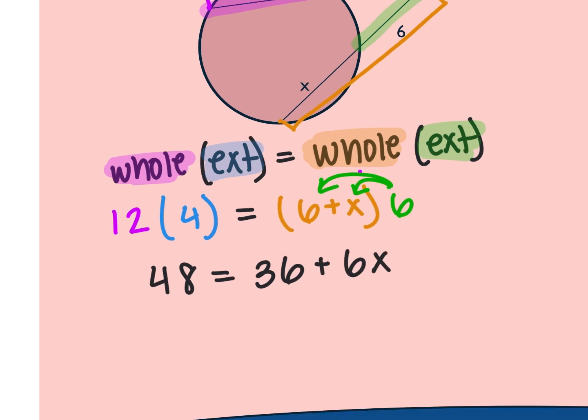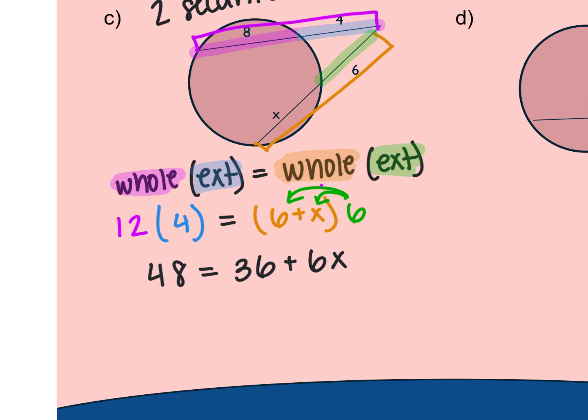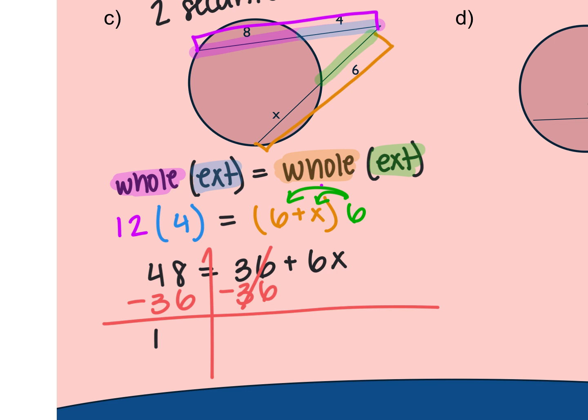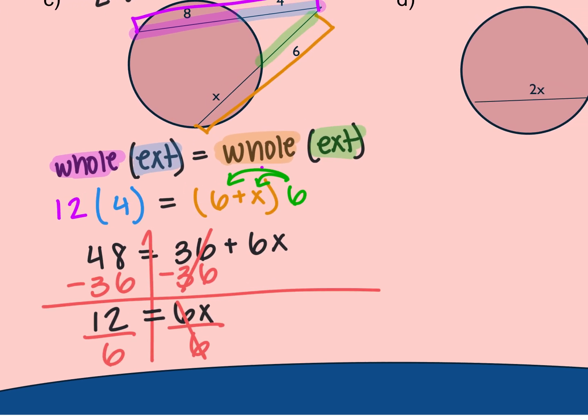And now I just have to solve it algebraically. What should I do next? Good. Subtract 36 from both sides of my equal sign. I'm then going to get 12 equals 6x. And then divide both sides by 6. X is going to equal, good, x equals 2.